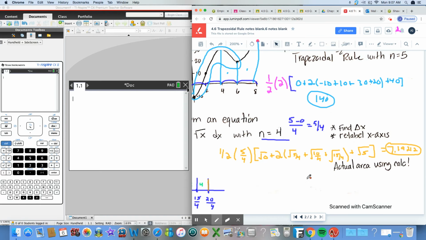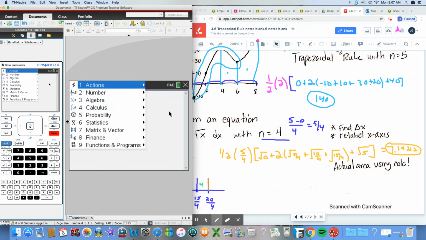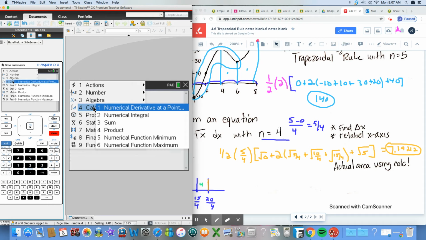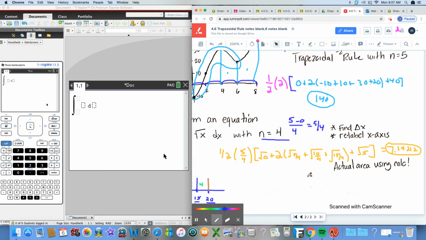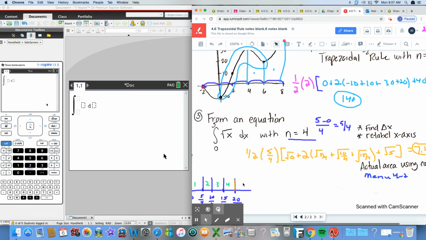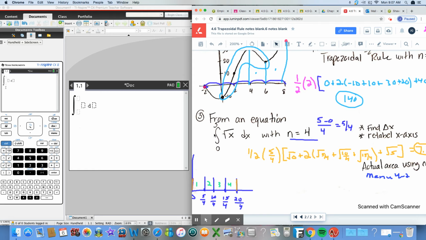All right, so now we're going to use our calculator to get the exact area. Okay, now this is how we do it. What you're going to do is hit menu, 4 for calculus, and 2 for numerical integral. So we're going to hit menu 42. All right, menu 42. Now, scroll over so you can see this. All right, so now we're going to fill this into here.